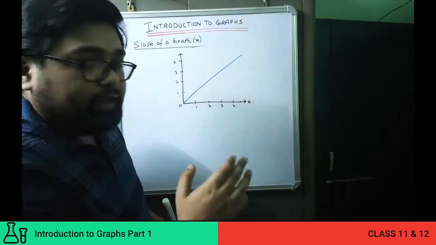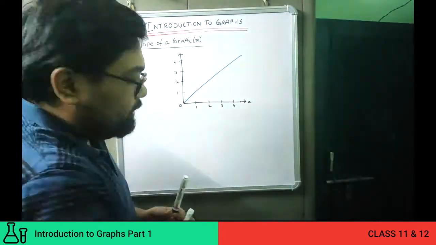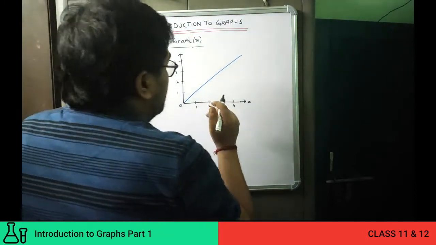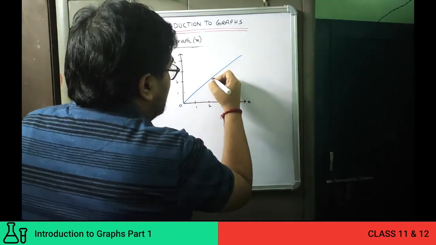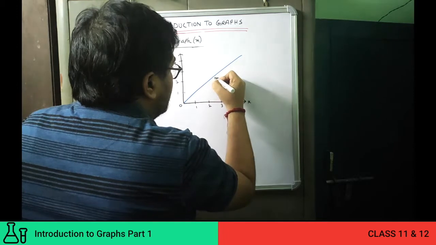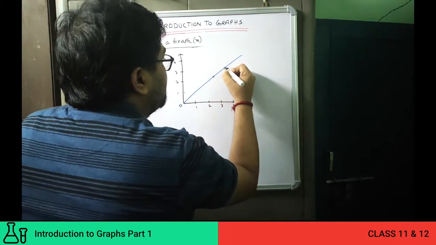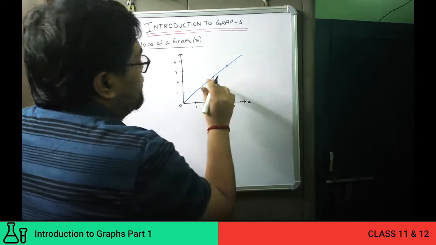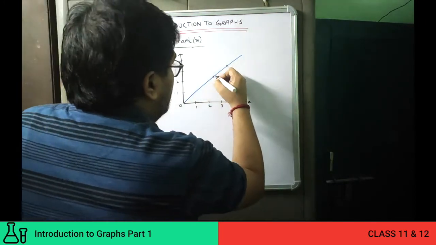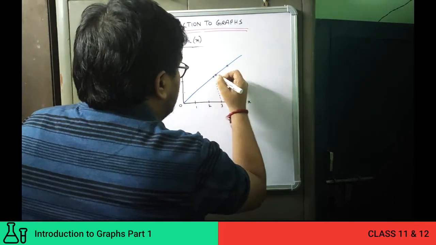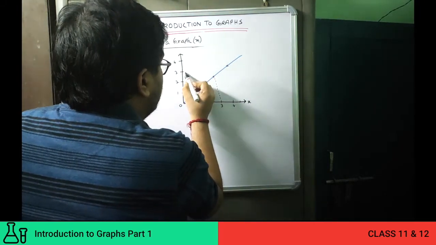So we have to find out the slope of this line. Now we shall again take 2 points. Suppose we have taken this point and this point, these 2 points. To find out this coordinate, we will extend this line.